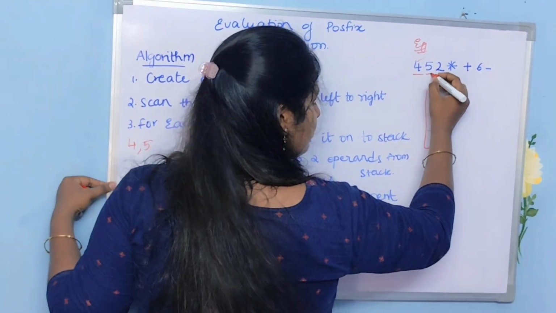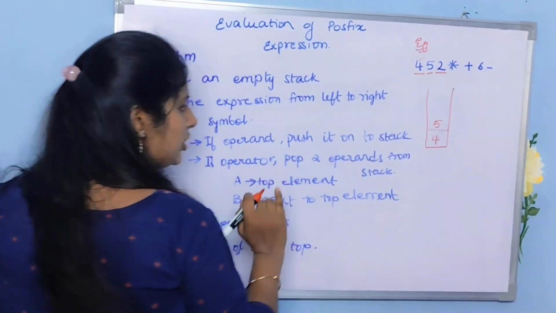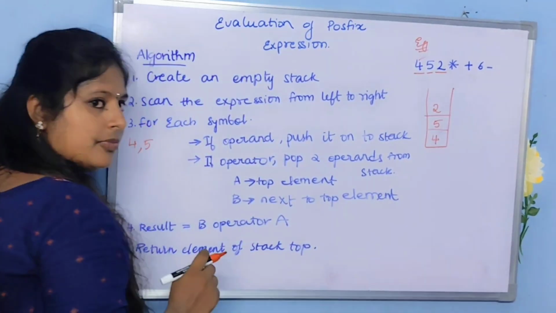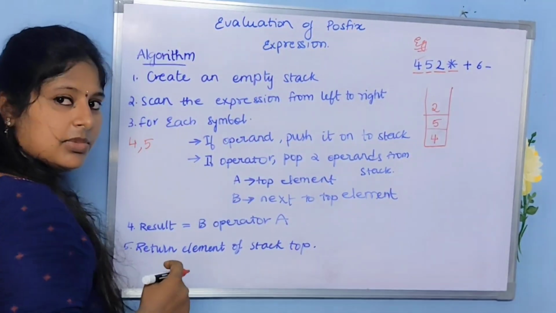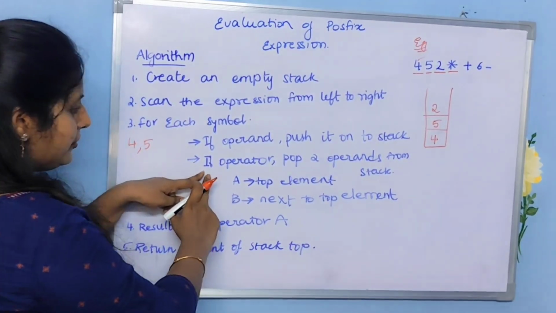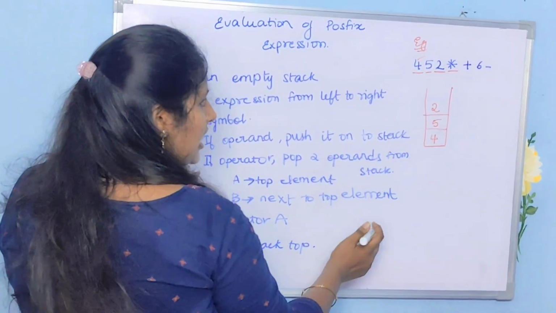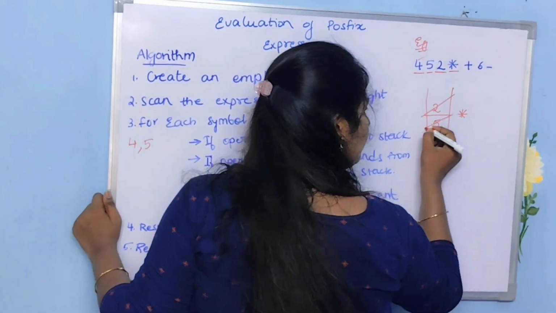The second one, I'm trying to scan each symbol. Third one is again 2. There is no operator here also. So you will add it into the stack, right? After this, you have the multiplication symbol, an operator. So what should I do if I get an operator? If operator, pop 2 operands from the stack. So I've got an operator, so I have to pop 2 elements.